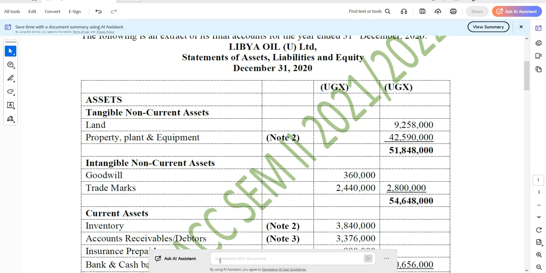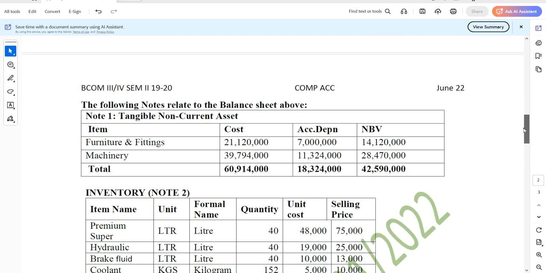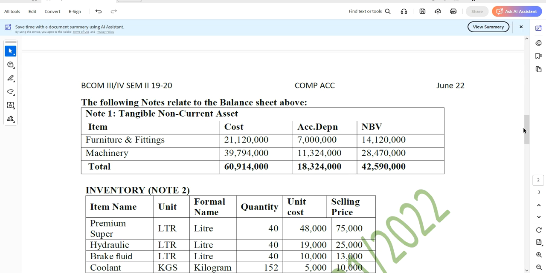The next assets we have, that is property, plant, and equipment, but there is a note on property, plant, and equipment. Note 1, tangible non-current assets consist of furniture and fittings, then machinery. So this is the breakdown of the property, plant, and equipment given in the balance sheet. You have the cost as well as the net book values and accumulated depreciation. So you're going to create the account for cost for each of these assets. Then you also create an account for the accumulated depreciation for the machinery as well as furniture and fittings.